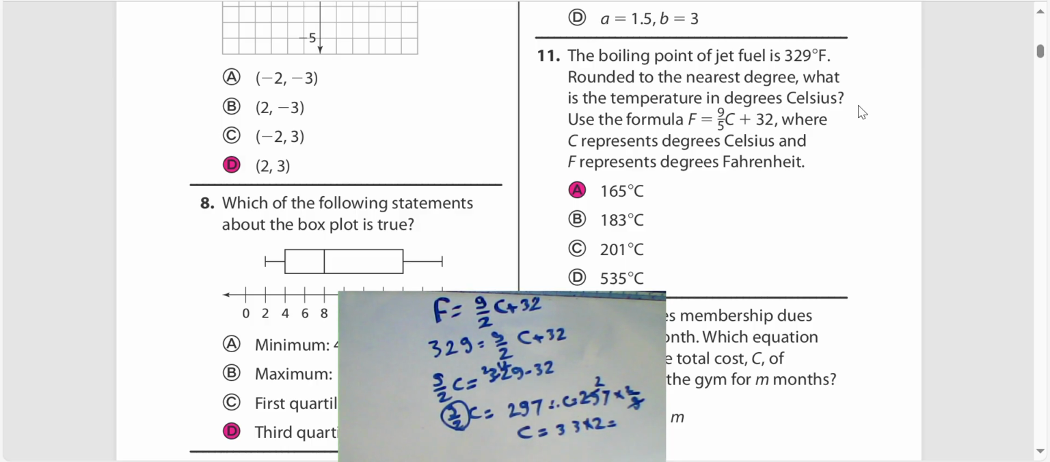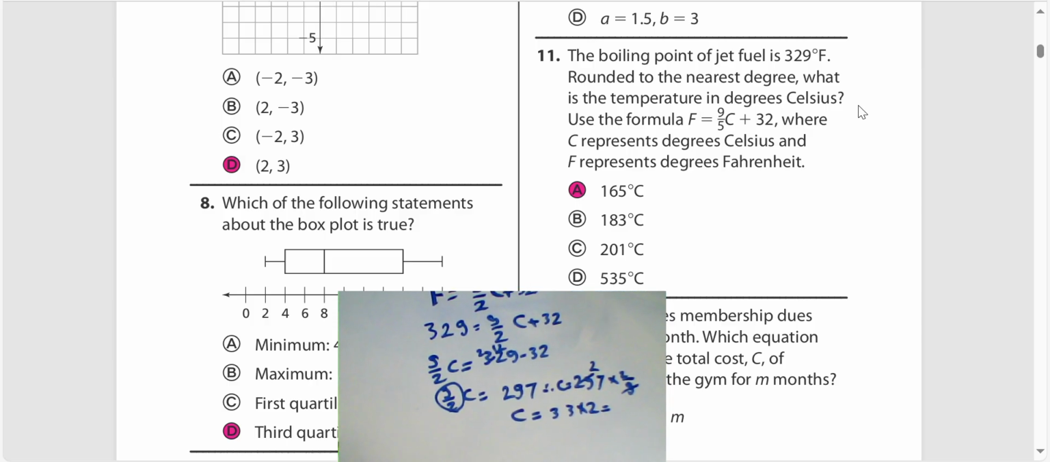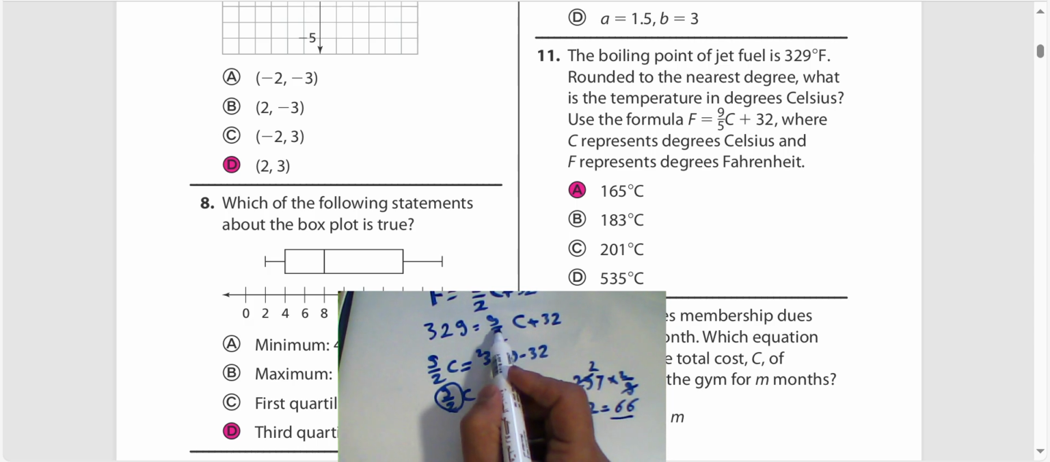So the answer here, we want to round to the nearest degree. What is the temperature in degrees Celsius? We want to find the Celsius. Okay, 32 subtracted, and then we multiply by the reciprocal of this number to cancel it: divided by 9 and then times by 2. The Celsius will be 66. You wrote this 5, not 2.